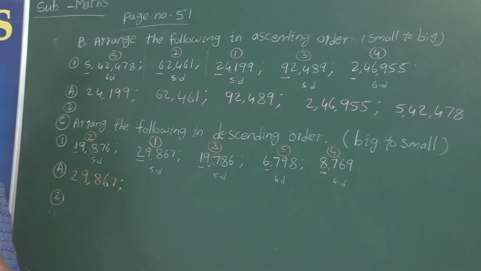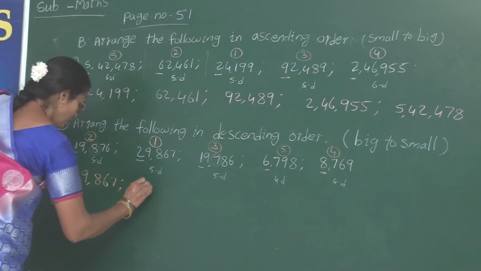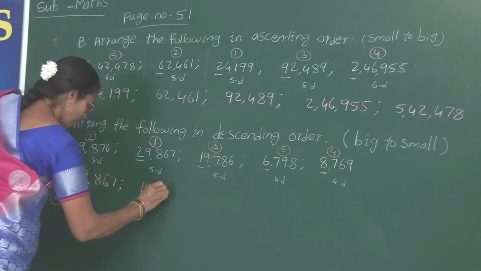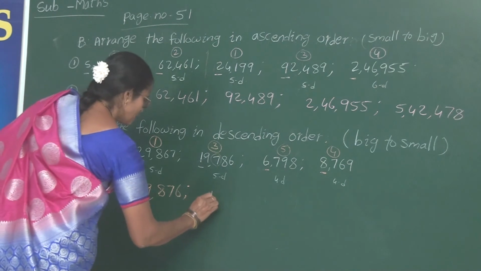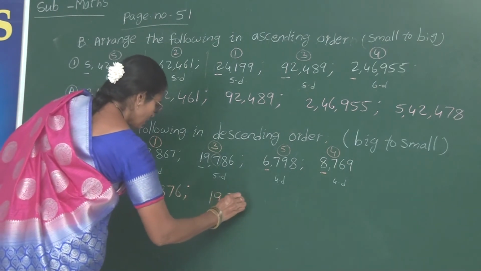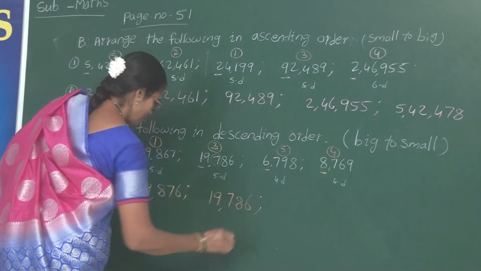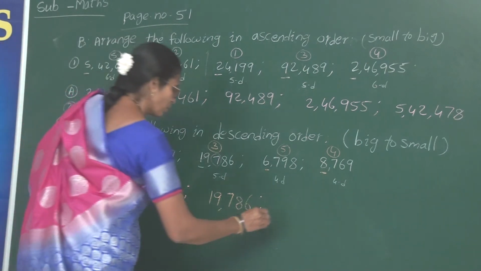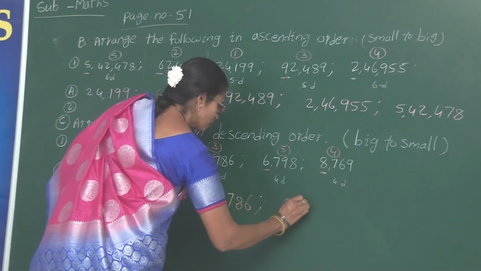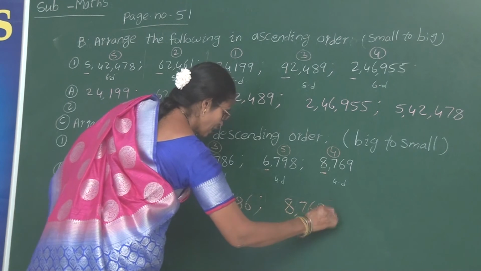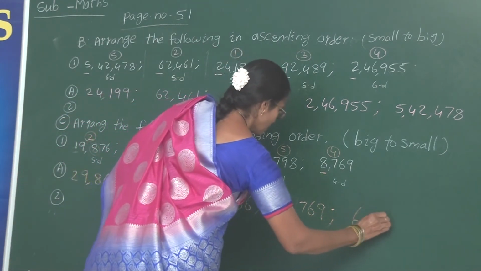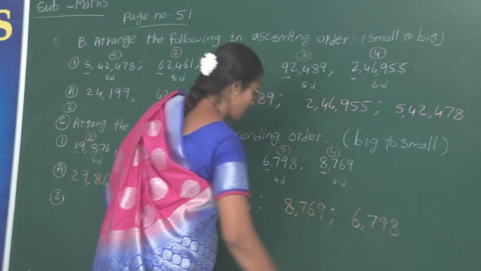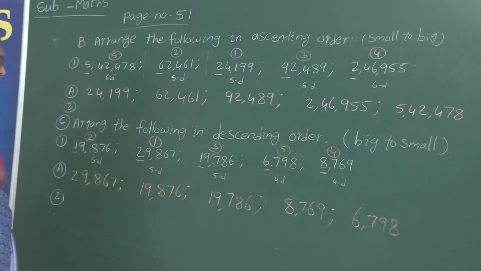29,867. And in the second place, 19,876. In the third place, 19,756. And in the fourth place, 8,769. And in the last one, 6,798. Do you understand how to arrange these numbers?